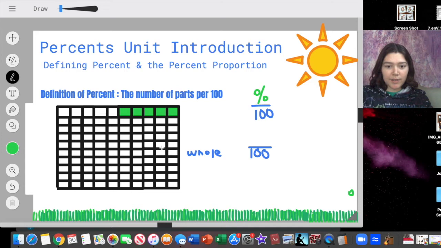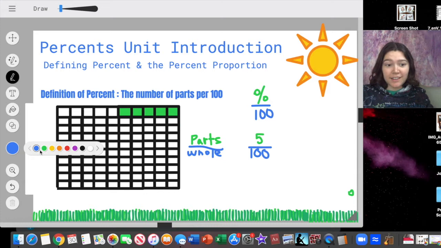And then let me think about how many parts I have. When I say I have, I mean how many of the 100 rectangles are colored in green, right? Because that's what I'm thinking of. Here I have 1, 2, 3, 4, 5. Okay, so I can set up a fraction, a ratio, where my parts to my whole is 5 out of 100. 5 parts for every 100.